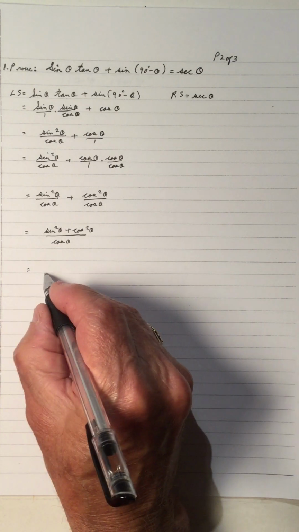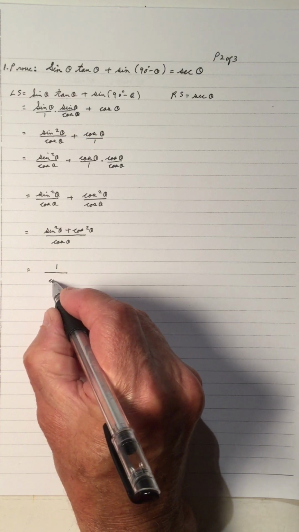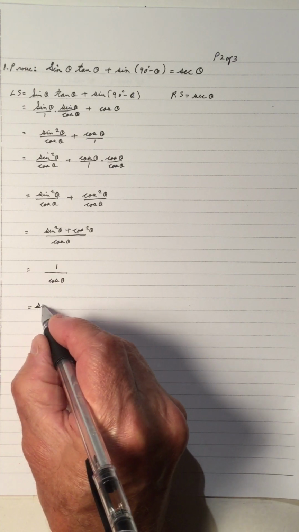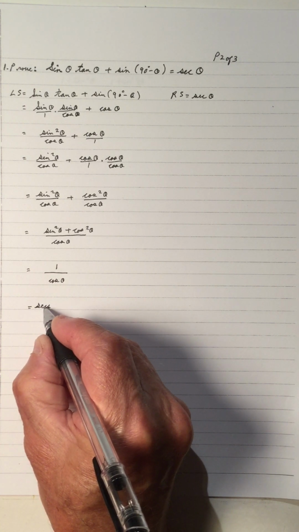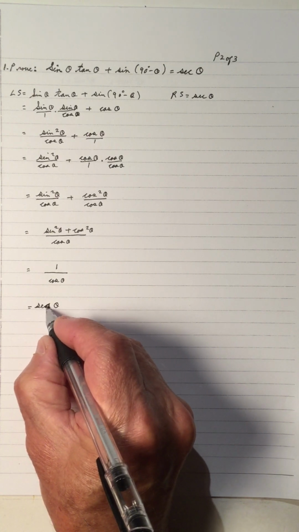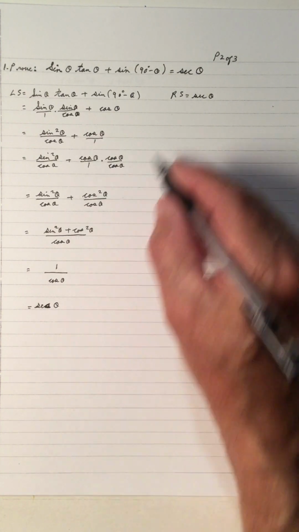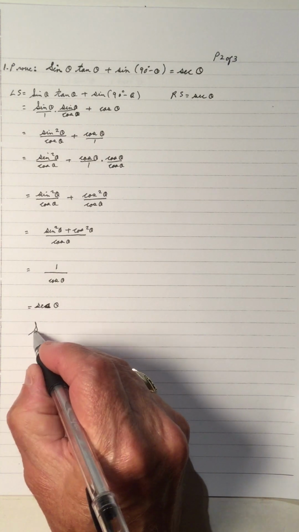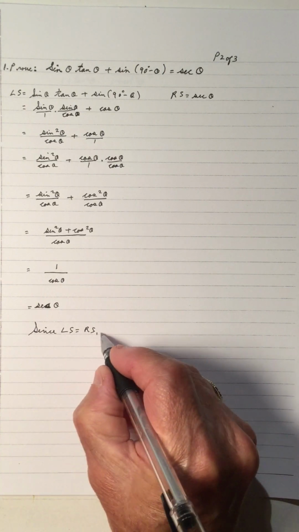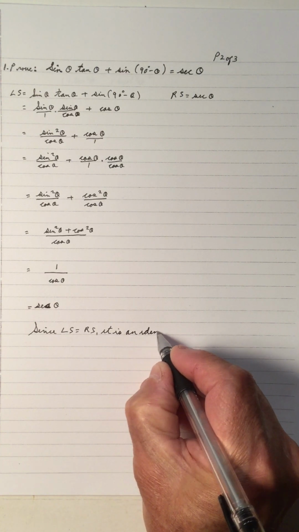And now that we have that done, sine squared plus cos squared is 1, the fundamental identity. And notice that we have 1 over cos theta, which is secant theta. And notice that the left side is down to secant theta. Secant theta is here. So make a statement: since the left side is equal to the right side, it is an identity.